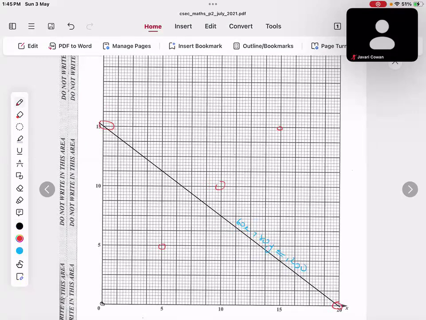Right, this one. It says crossing both. All right. So now I'm going to draw a straight line through here.